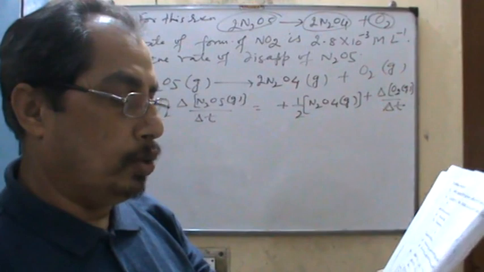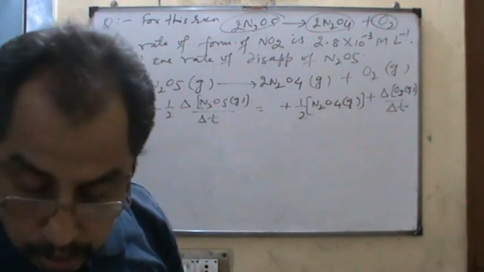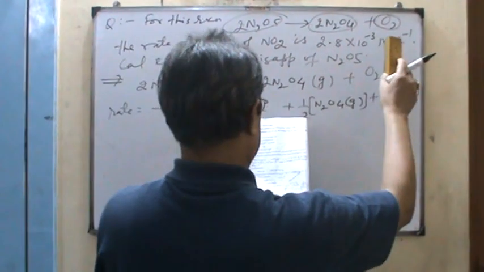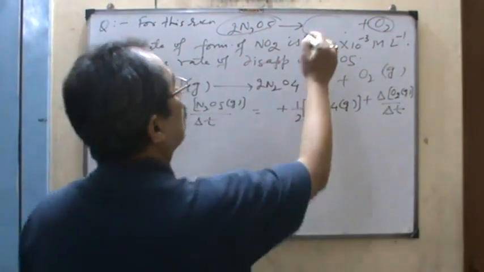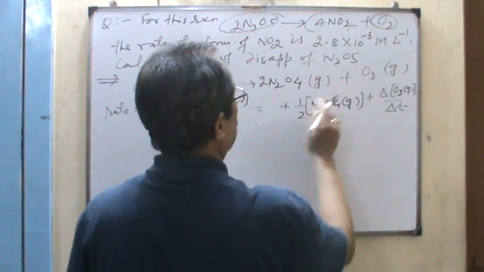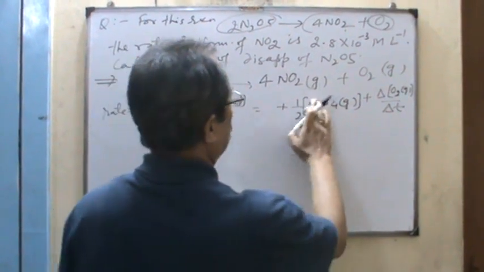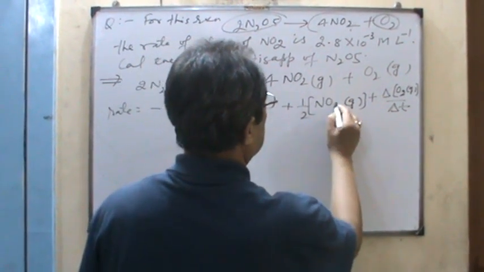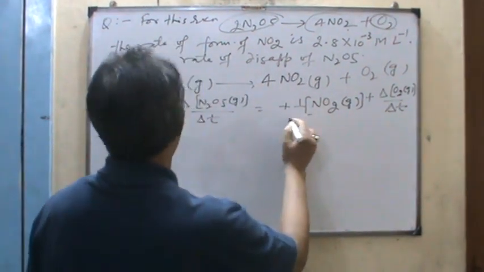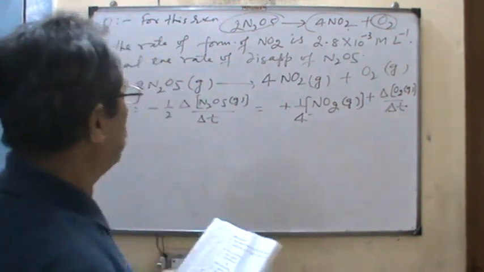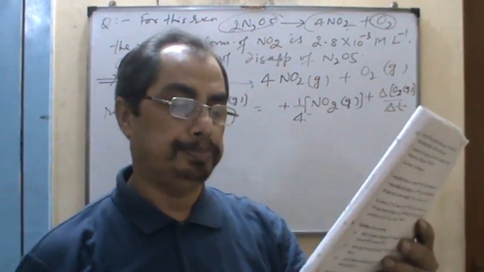So the formation of NO2 is this: 4 times NO2. Okay, just a minute, the question has 4 times NO2. So here you change it to 4 times NO2, and here again 4 times NO2. Right? So 4 times means plus 1 by 4, because of the 2 and 2 of N2O5, 4 times NO2 plus O2.